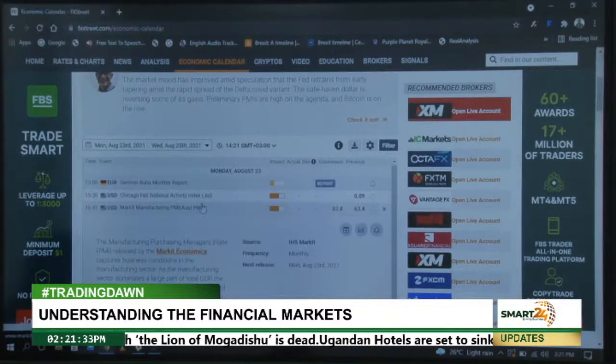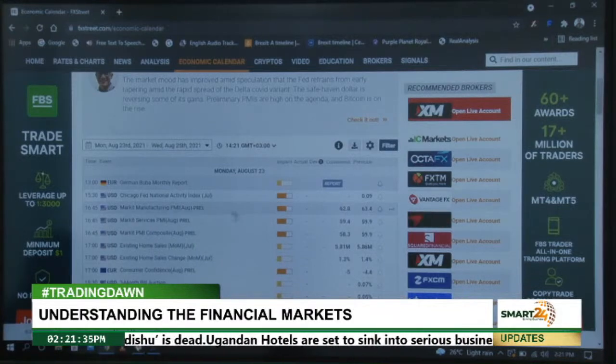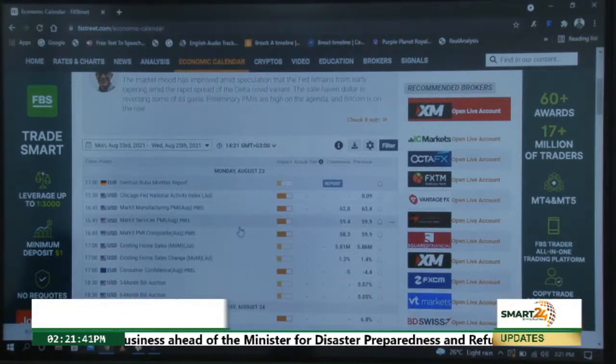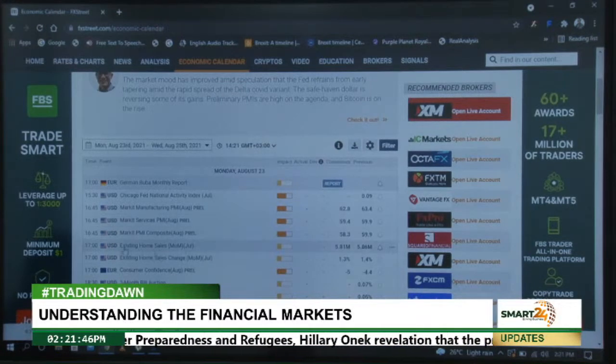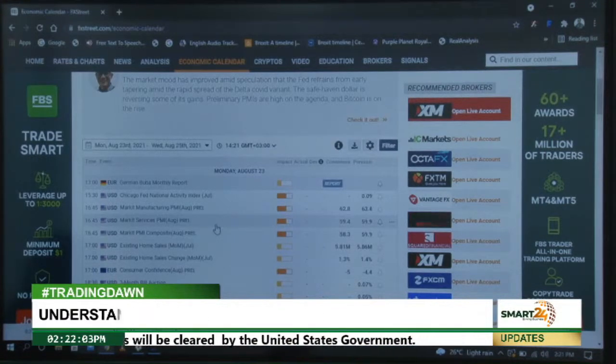So here, if you have bigger figures, then they are good for the economy. If you have lower figures, then they are bad for the economy. So this one here just shows you that, for the US dollar, these events will not be good. Even the existing home sales are also expected to reduce, which is also not good, and also the change in the existing home sales is also expected to reduce.